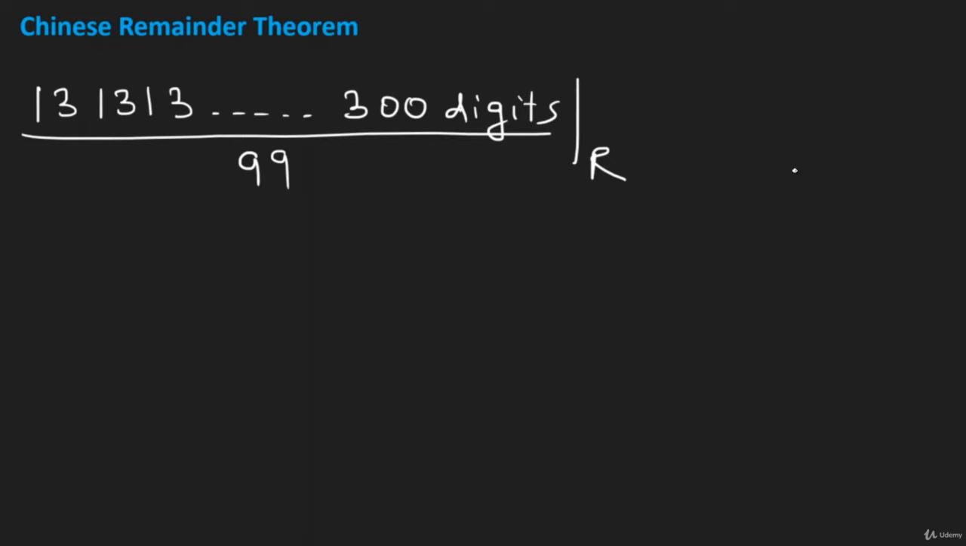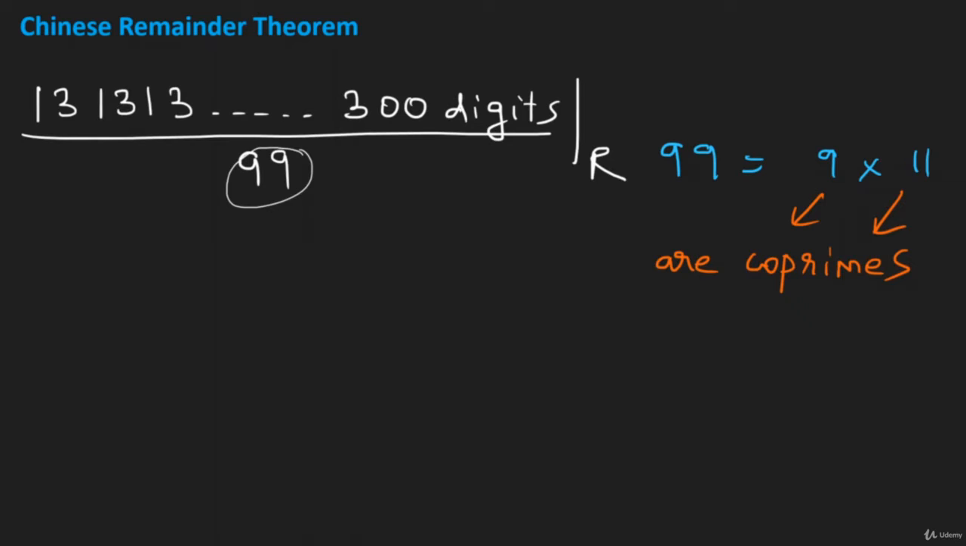Alright, the first step is you look at the remainder. Over here you have 99. Let's factorize it in such a way that the two factors obtained are co-prime. So I can write 99 as 9 into 11, right? And we can see that 9 and 11 are co-prime. And remember, co-prime numbers are numbers which have no other common factor other than 1. Alright, now let me denote this 300 digit number as n.